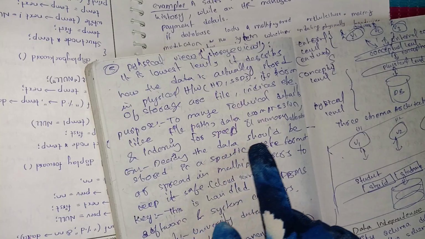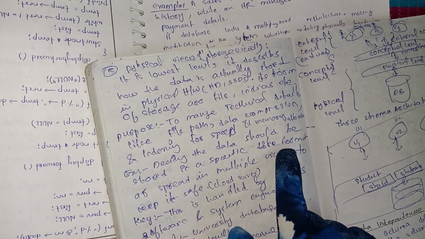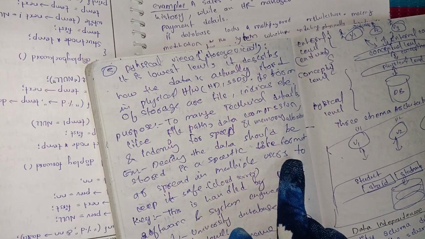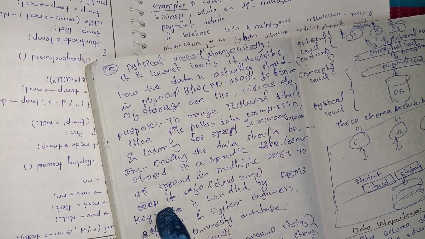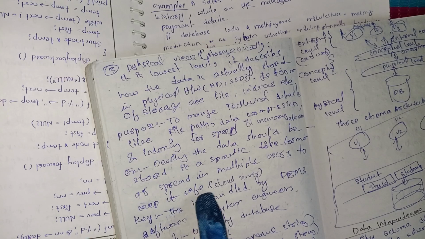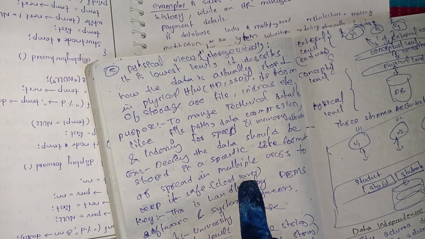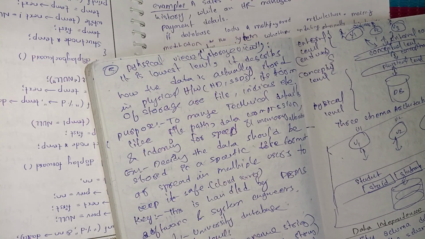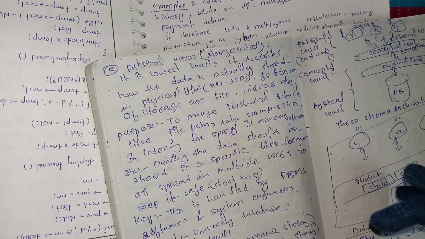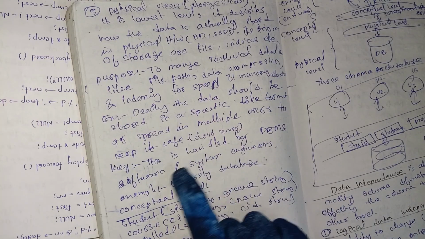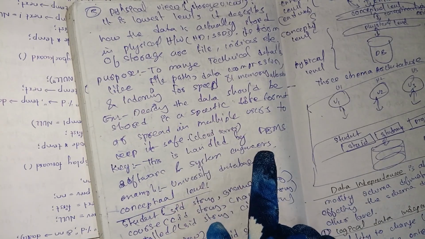Example, deciding the data should be stored in a specific file format or spread across multiple users to keep it safe. Spreading across multiple users means cloud servers, through which any number of users can access the data. This is handled by DBMS software and system engineers.